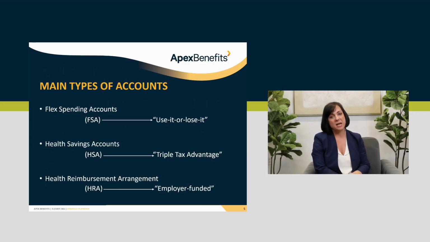So the main types of accounts that we see are flex spending accounts. Those are our use it or lose it accounts. The health savings accounts, that's the triple tax advantage, and the health reimbursement arrangement, and those are the employer funded accounts.